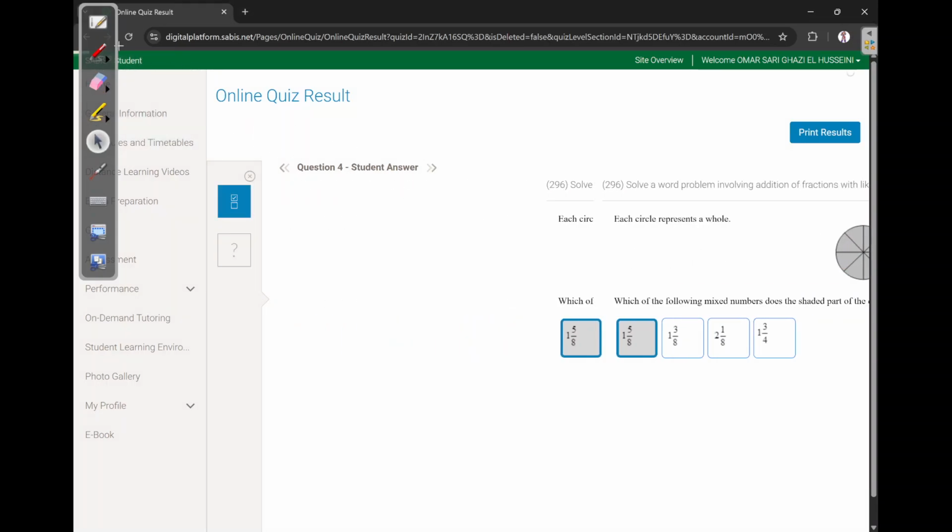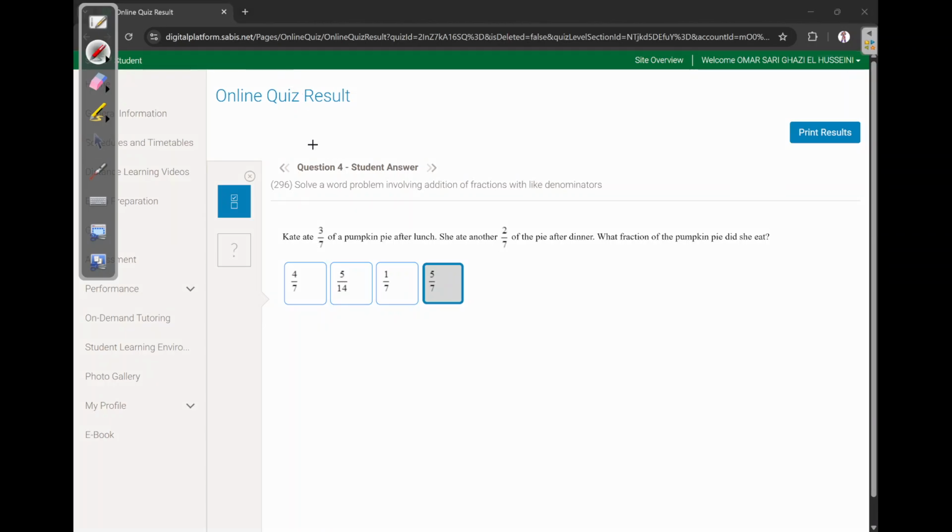Question 4. Kate ate 3 out of 7 of a pumpkin pie after lunch. She ate another 2 out of 7 of the pie after dinner. What fraction of the pumpkin pie did she eat? We add the numerator with 2. 3 plus 2 equals 5 out of 7.